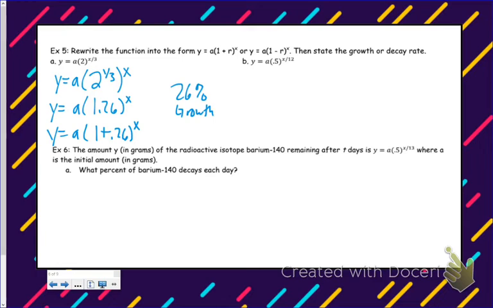All right, so then on the next one, same concept. I would rewrite it as 0.5 to the 1/12, and that's raised to the x. I would evaluate 0.5 to the 1/12 using a calculator, so that gives me 0.94 to the x, which then I can rewrite. This is going to show decay because it's less than 1. And this shows me that it is a 6% decay.